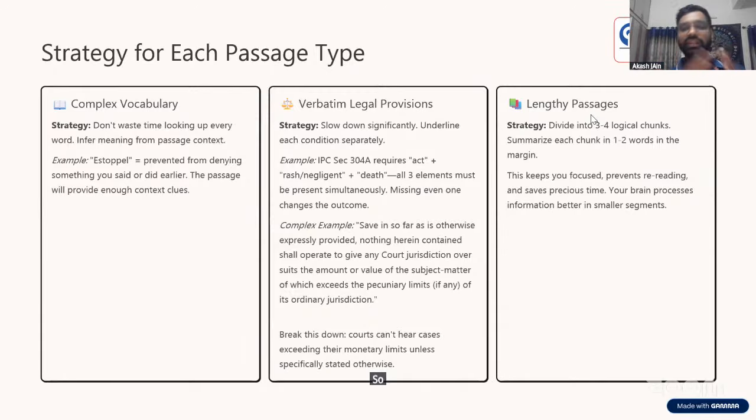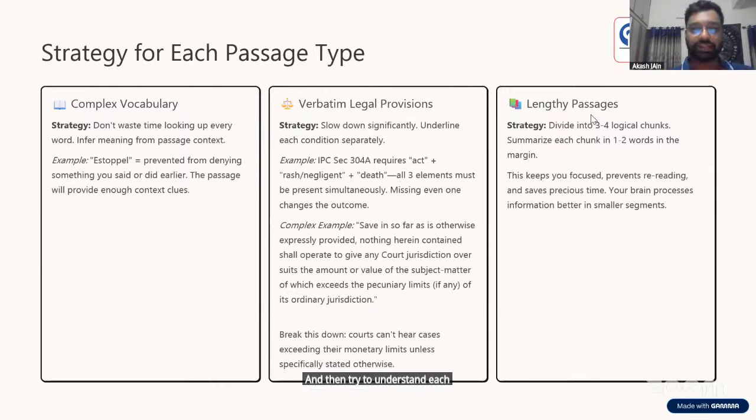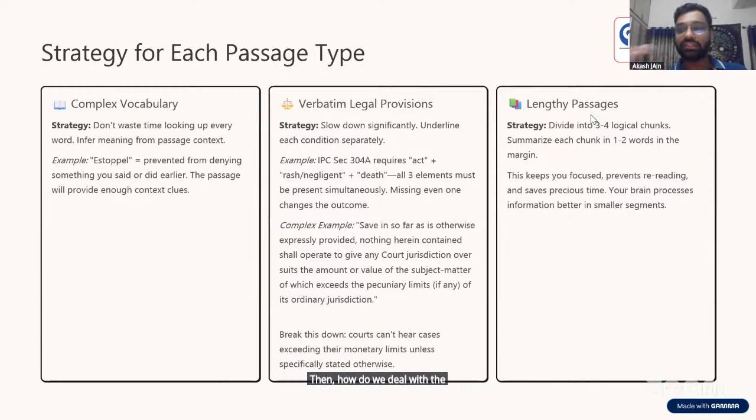So when you're dealing with passages in which legal provisions are cited verbatim, it's better to break it down into multiple parts, try to understand each and every phrase, and then put it together, rather than wasting a lot of time and banging your head on that legal provision. Then how do we deal with passages which are lengthy, more than 400 words long? The best way to do it is to break it down into multiple parts.